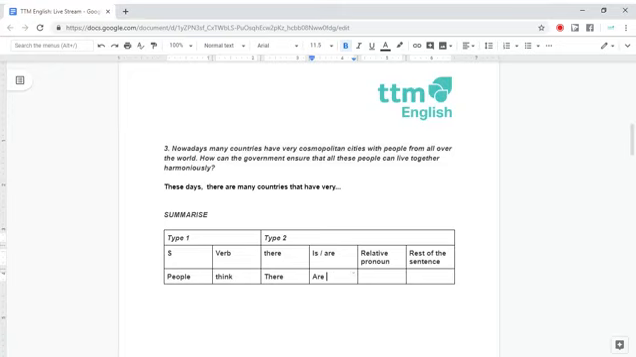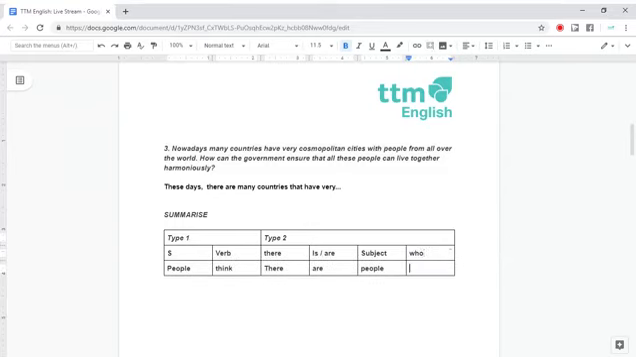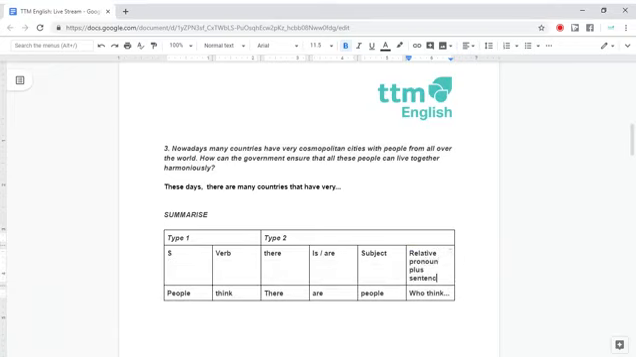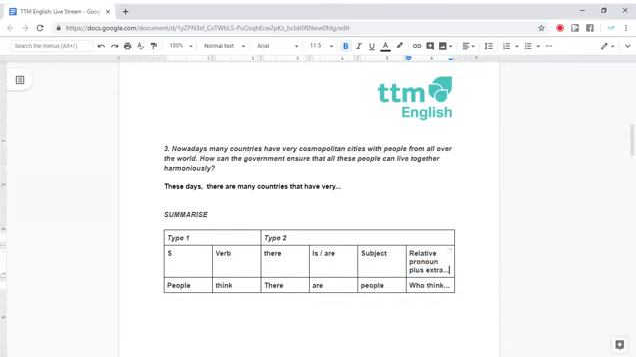So I need to just change this slightly. Here we put in the subject of the sentence, so people. Then we put in the relative pronoun here, who. So there are people who think that, blah, blah, blah, right? So I'll just put relative pronoun plus sentence. Plus, I'll just put plus extra. And that's it. It's dead simple.